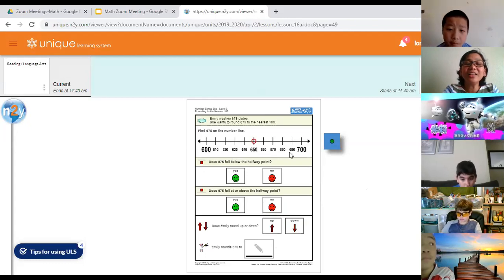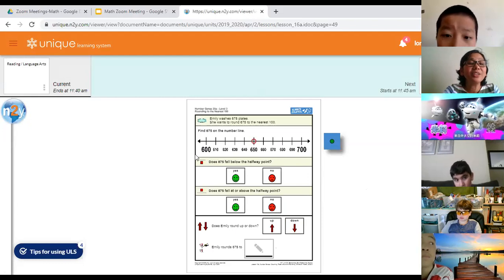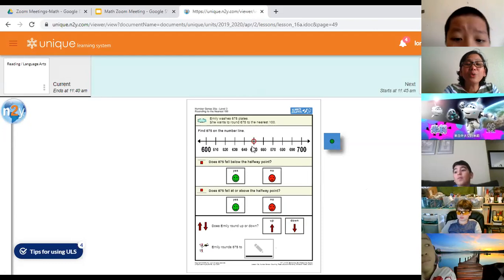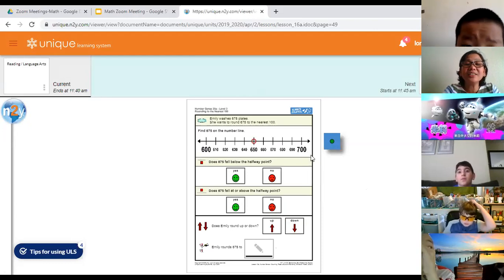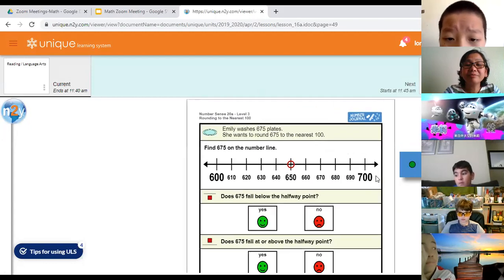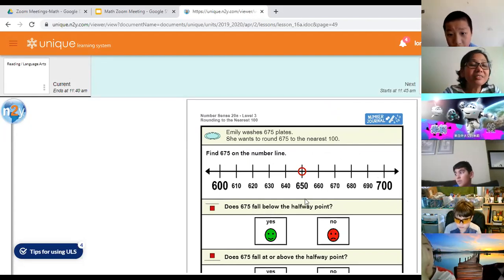So it's 600 and 700. And what is the halfway point for 600 and 700? Okay, your turn, Nathan. What is the halfway point between 600 and 700? Let me make it bigger so you can see. Nathan, what's the halfway point of 600 and 700? 650. Very good. 650. That's the halfway point. Okay.